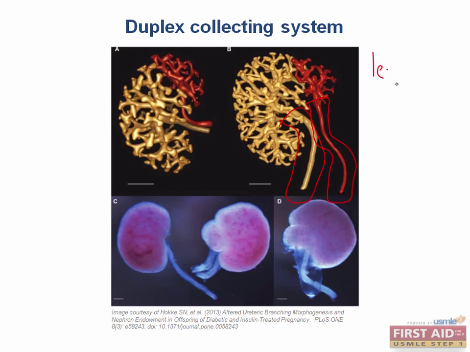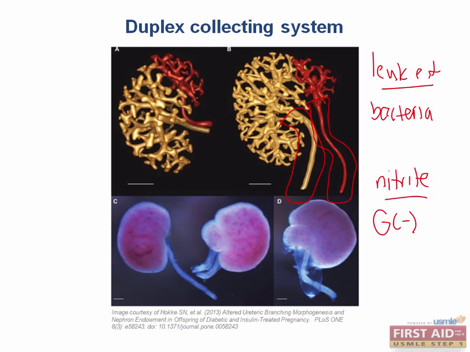Good. The leukocyte esterase test and the nitrite test. In the microbiology chapter, we learned that a positive leukocyte esterase test represents the presence of bacteria, whereas a positive nitrite test is more specific for gram-negative bacteria, the most common type of bacteria in UTIs.